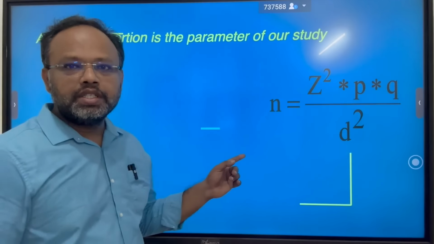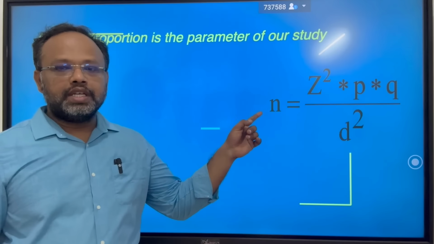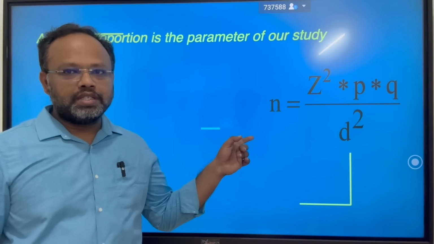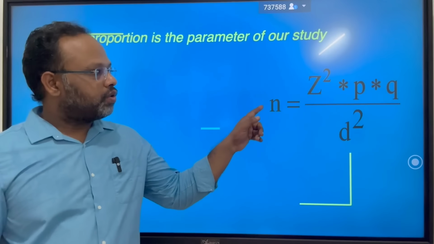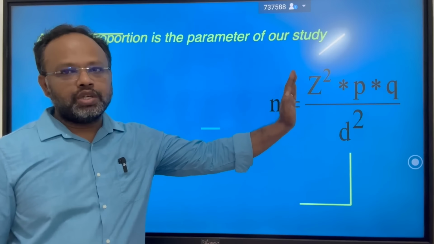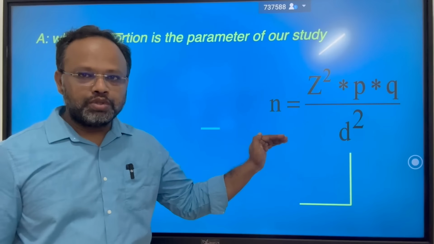And we have seen the sample size calculation for a single proportion, that is n = Z²pq/d². Z is 1.96, Z squared is 3.84, so we can call it 3.84pq/d², where p is the prevalence, q is 100 minus p, and d is the precision, otherwise called absolute precision.